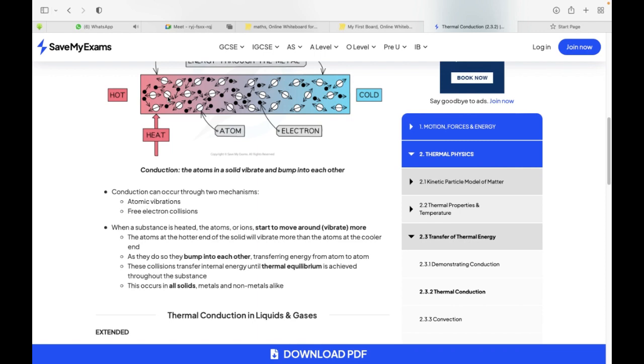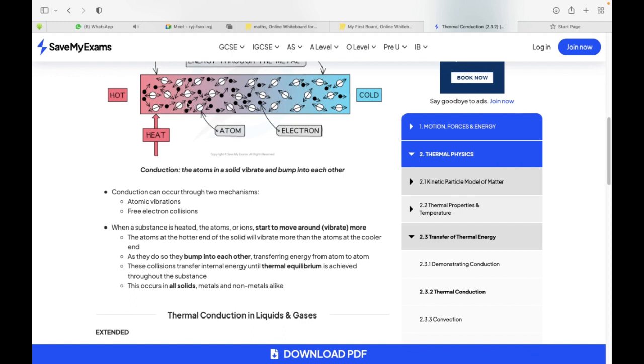Now, as they vibrate, the concept that we've explained already, they bump more into each other. They transfer the heat energy. The one at the point of heat passes it to the next one, and then that one vibrates and passes it to the next one. This is how the process continues. The heat keeps being supplied, so it's not going to die off.